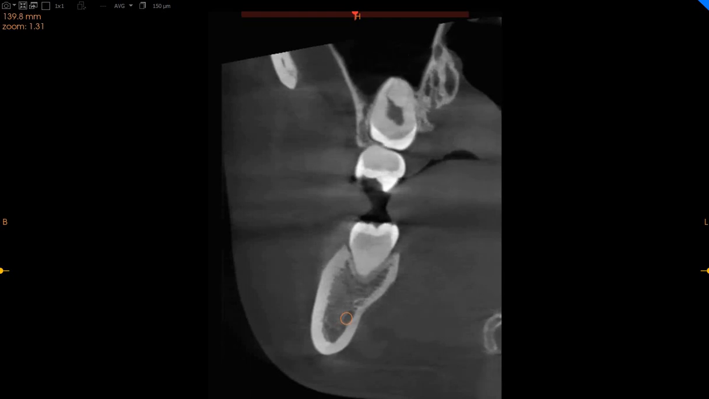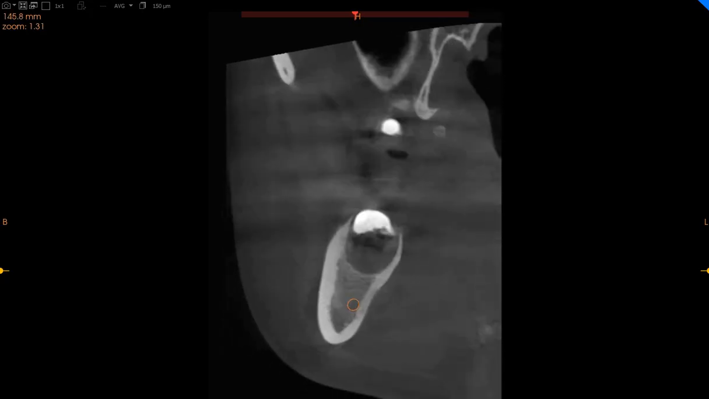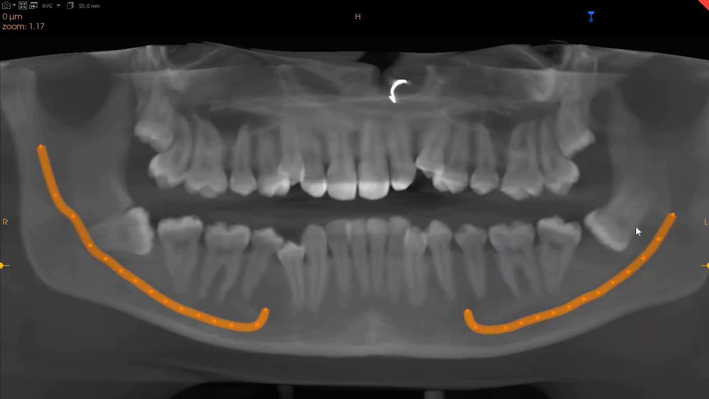Now focusing on the lower left 8, we've got a cystic lesion associated, which you can see right here. This could be an eruption cyst, or as a differential, it could also be a dentigerous cyst that you can see here, because of the fact that the lining starts at the cemento enamel junction.